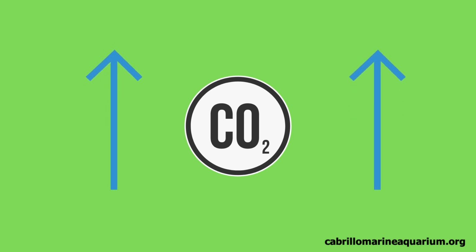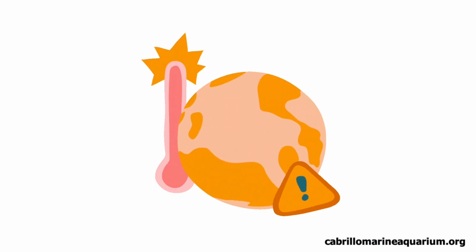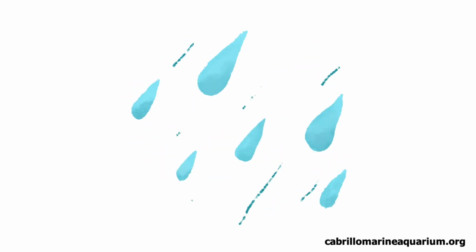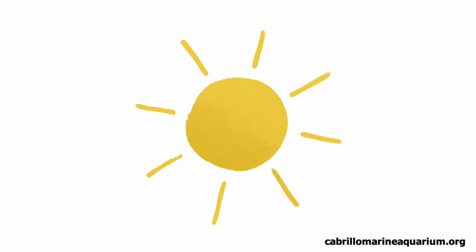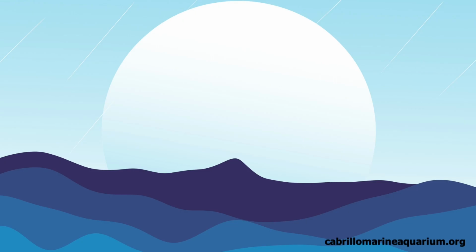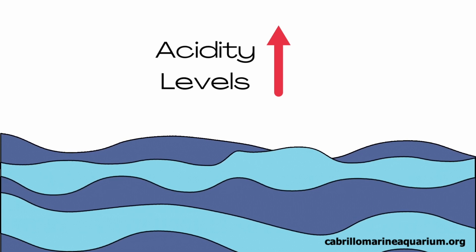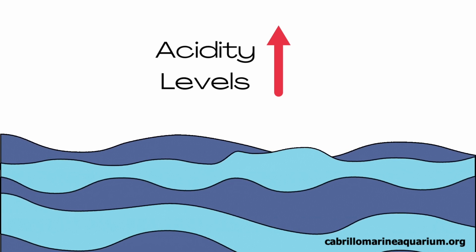Human activities are causing large amounts of carbon dioxide to be released into the atmosphere. This is leading to climate change, which results in extreme weather events such as heavy storms and flooding, and higher temperatures. The rise in carbon dioxide levels is also resulting in ocean acidification, meaning ocean waters are becoming more acidic. This makes survival increasingly more difficult for the animals that live in the ocean.